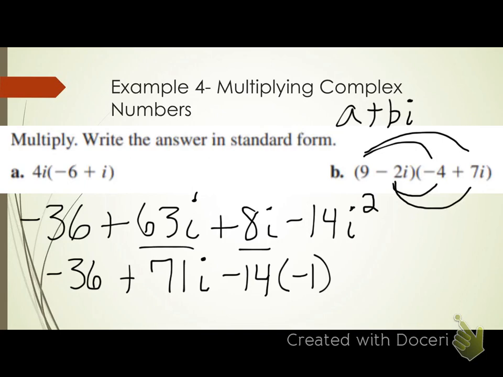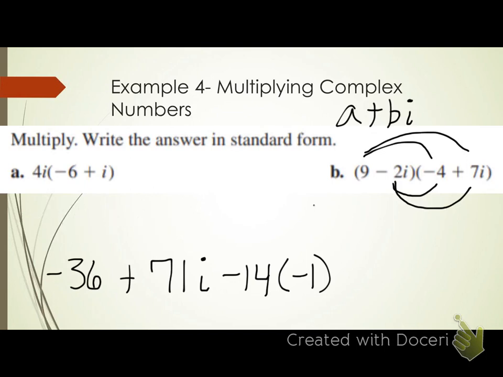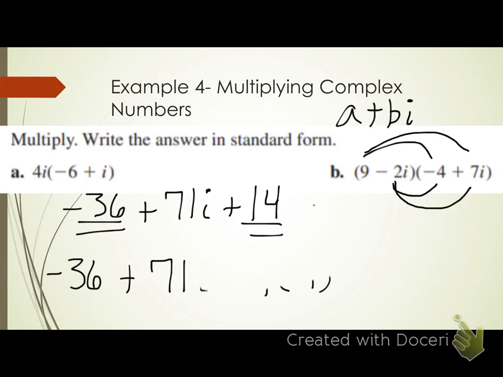Okay, so I'm going to erase my top line here. What's negative 14 times negative 1? Positive 14. Now, do I have more sets of like terms? Yes, my two constants, negative 36 and 14. So what would negative 36 plus 14 give me? Negative 22 plus 71i.